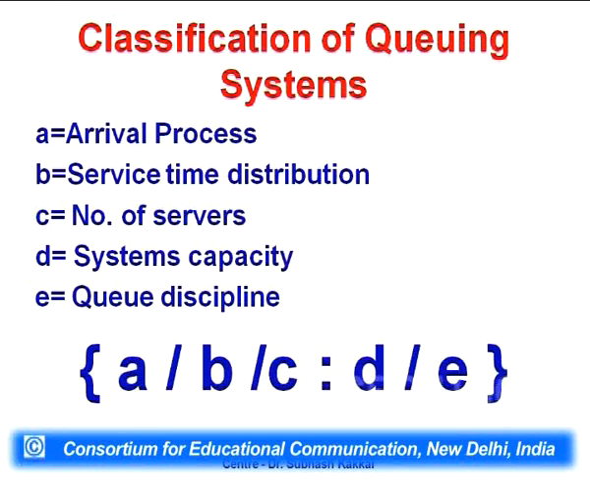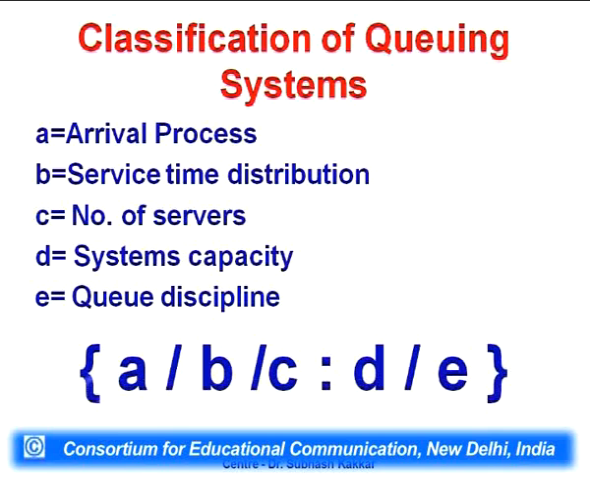The third one is the number of servers. If the number of servers available are 1, 2 or 3, we specify 1, 2 or 3. 1 says only one server is there, 2 only 2 servers, and then similarly the number of servers are written. So, MM1 means that arrival rate is Poisson distribution, service rate is exponential, and 1 shows that number of servers available is only 1.